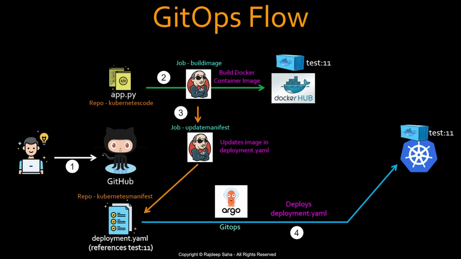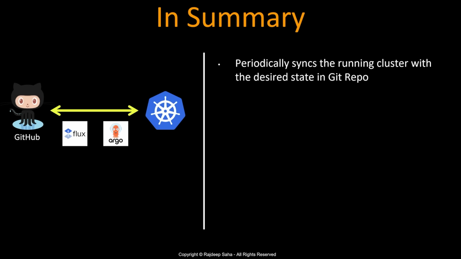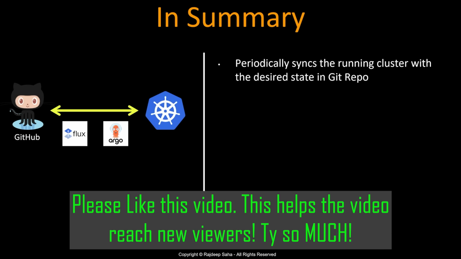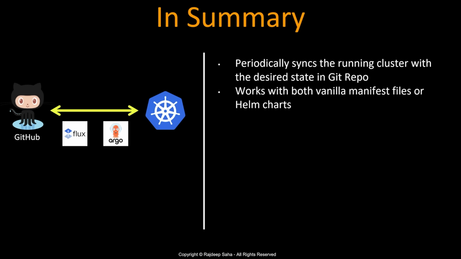There are a couple other advantages of GitOps which we will go through in a minute. So in summary, GitOps periodically syncs the running cluster with the desired state in Git repository. GitOps works with both vanilla manifest files such as deployment.yaml or with Helm charts.